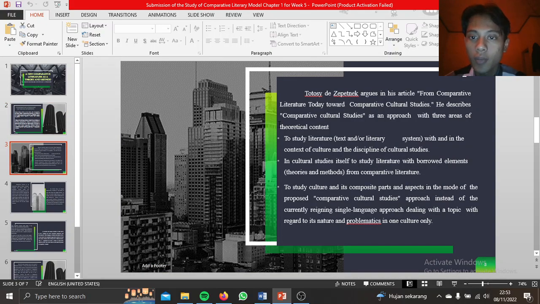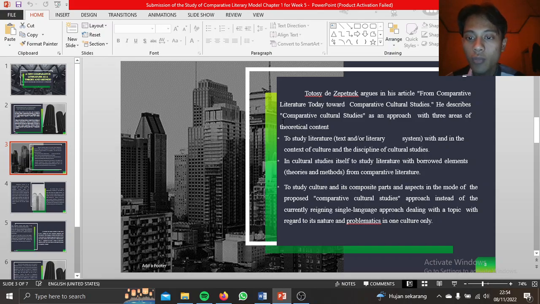Totosy de Zepetnek argues in his article, From Comparative Literature toward Comparative Cultural Studies, that comparative cultural studies is an approach with three areas of theoretical content: to study literature, text, or literary system within and in the context of culture, and the discipline of cultural studies. In cultural studies itself, to study literature, we borrow elements, theories, and methods from comparative literature.